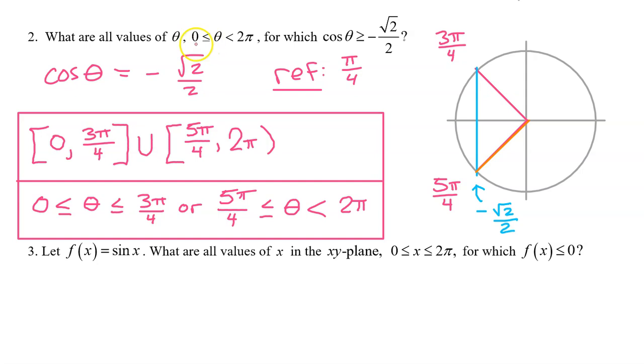Notice that we have the less than or equal to sign next to the 0, but next to the 2 pi we just have a less than sign, showing that 2 pi is not included in the domain. So we will show that 2 pi is not included by using a parenthesis in interval notation and a less than sign without the or equal to in the inequality. But overall, this is your full solution to number 2.